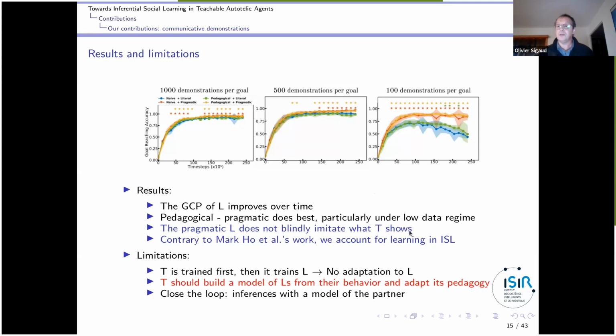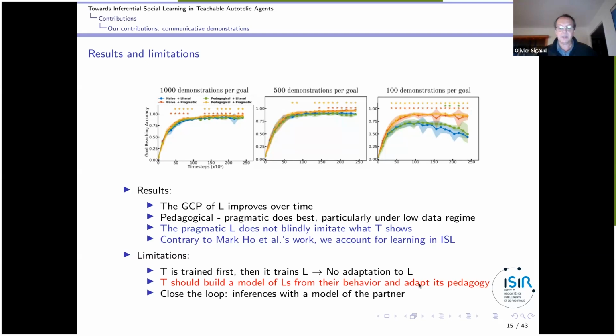Okay. But there were some important limitations to that work. First, the point is that the teacher was trained first to provide pedagogical demonstrations completely independently of any learner. So there was no possibility to adapt the teacher to a particular learner. And so we wanted, and that will be the topic of the next work that I will present to you, we wanted the teacher to build the model of the learners and to adapt its pedagogy to particular learners. That's what the full framework would show, because if the teacher has some model of the learner and is not using its own model, then the optimal policy that it will find will be dependent on the particular model of the particular learner it is trying to teach. Okay.